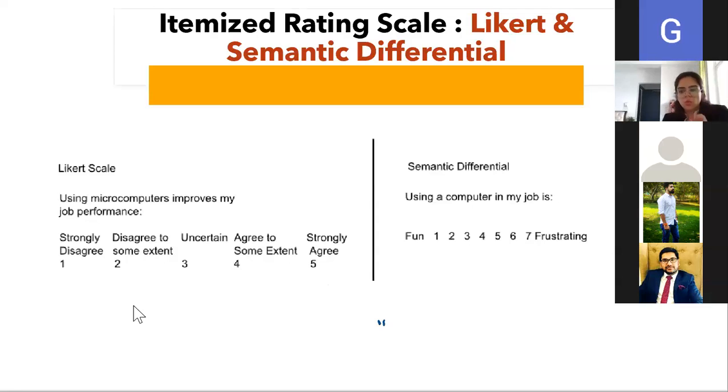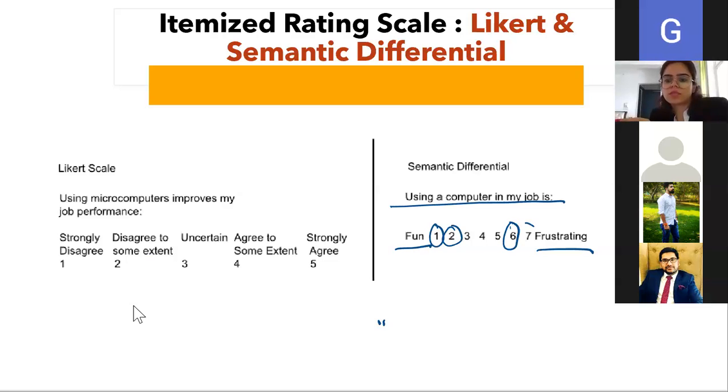Okay. Now, what is semantic differential? So, semantic differential is when you are using opposite adjectives. For example, using a computer in my job is fun or frustrating. So 1, 2, 3, 4, 5, 6, 7, you are giving this. So if it is more towards fun, you would say 2 or 1. And if it is more towards frustrating, you would say 6 or 7.